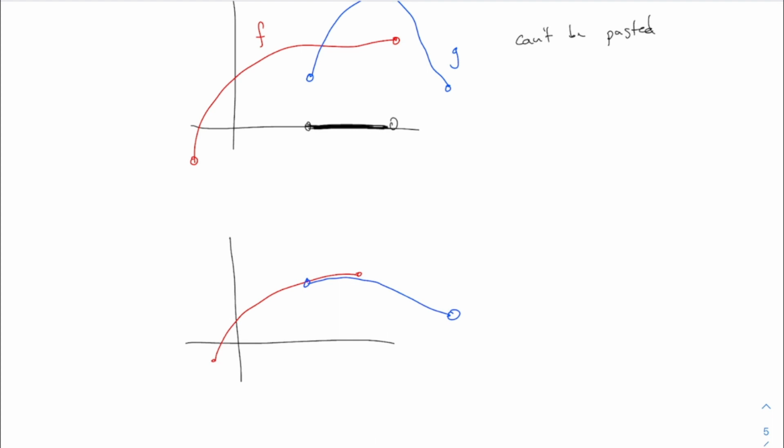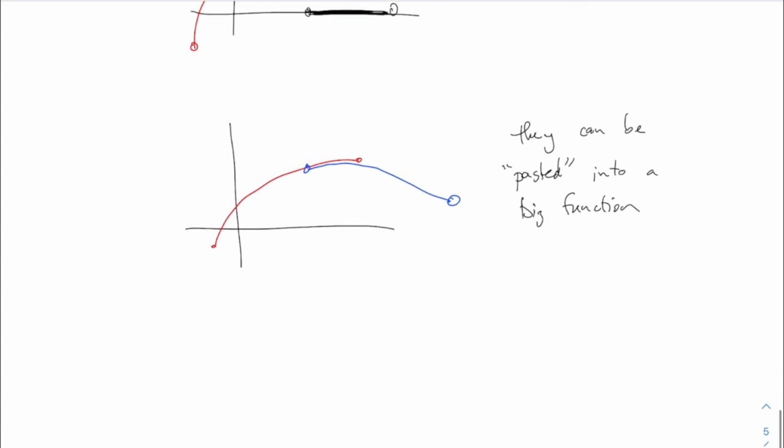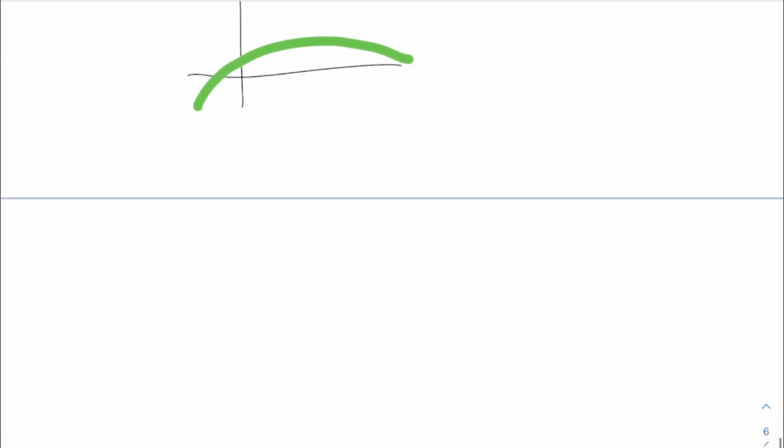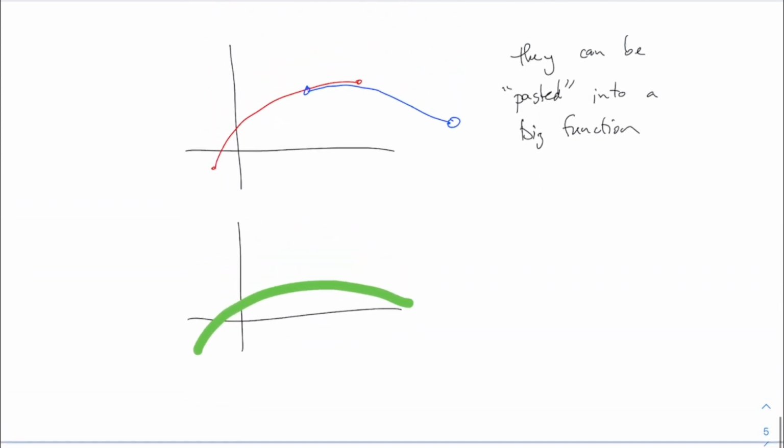All right? So here, they can be pasted into a big function. And that big function would just be like that, right? All those values taken together into one big function. This is the pasting lemma. All right. So our topological version of this would look different. The pictures aren't going to look like this. These are pictures in R.